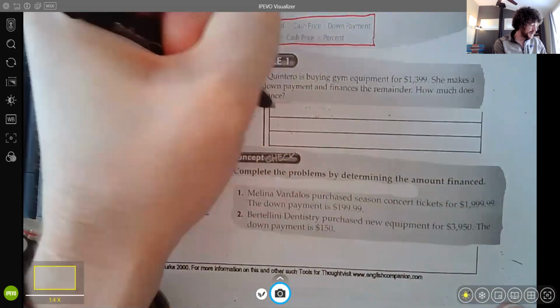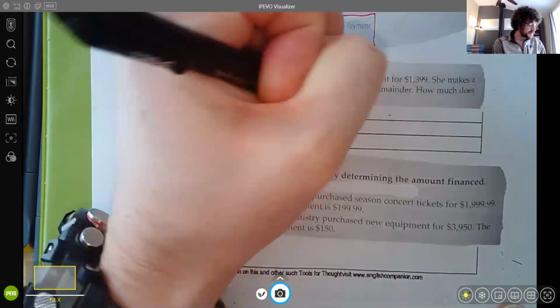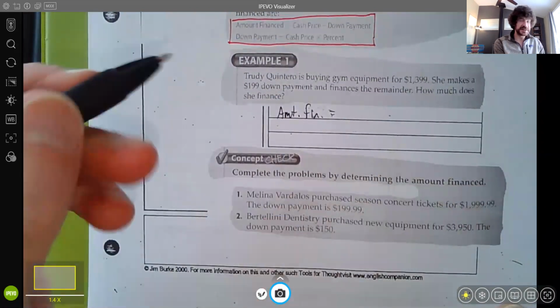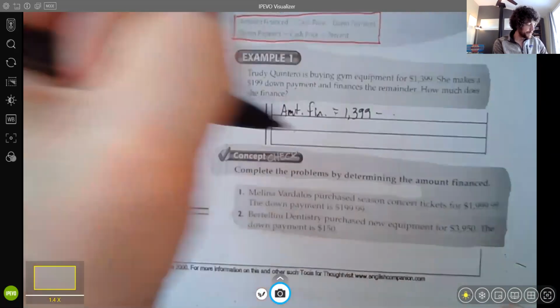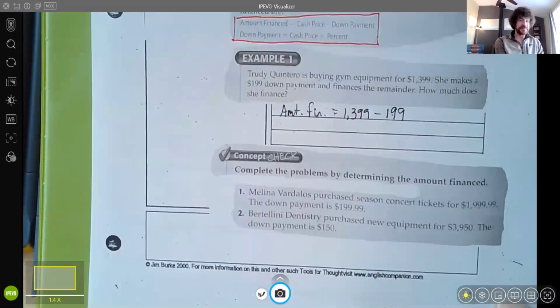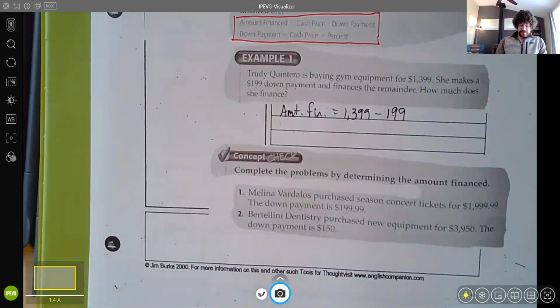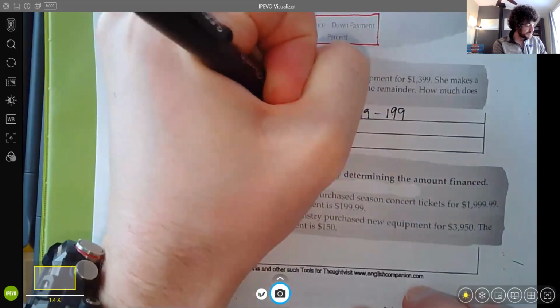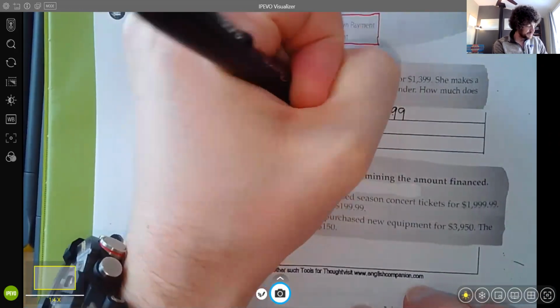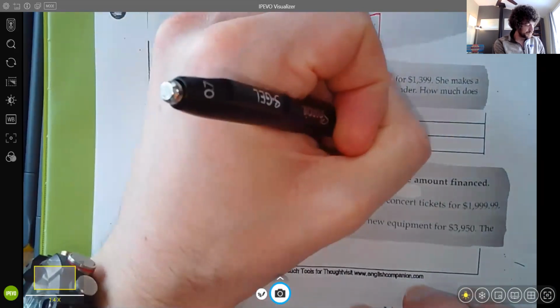So amount financed, I'll abbreviate, is equal to the cash price, $1,399, minus the down payment, $199. That's all we have to do here. So the amount financed, the answer to this one, is $1,200. And that's it. Simple as that.